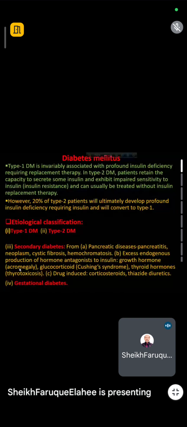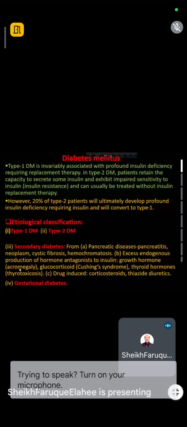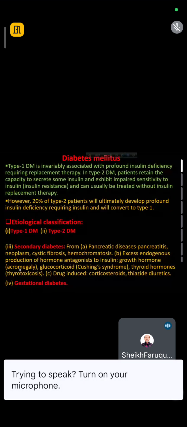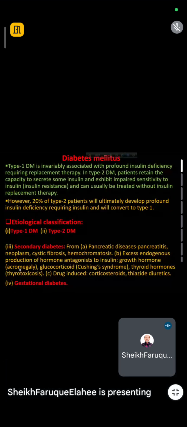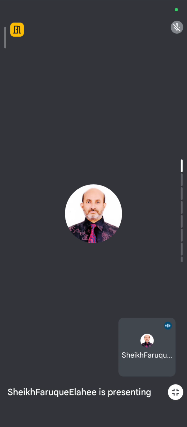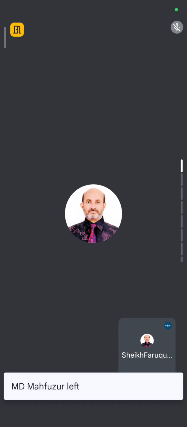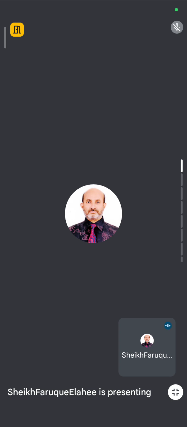What is gestational diabetes? You will find some ladies, when they become pregnant, she was not diabetic before, but after pregnancy, she became diabetic. Not after pregnancy, during pregnancy, she became diabetic. Her blood glucose is so high. So why does it happen? It happens due to placental hormones.